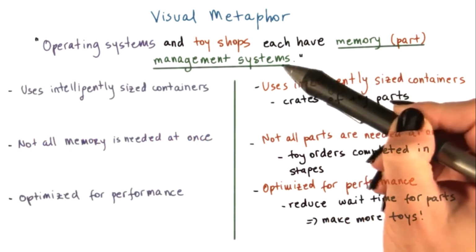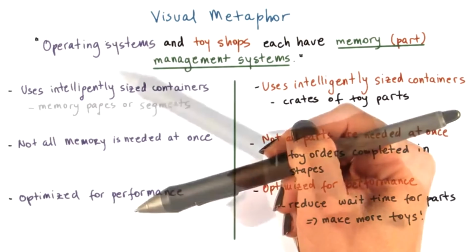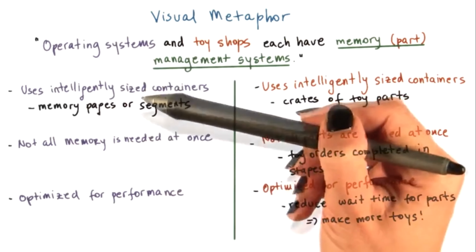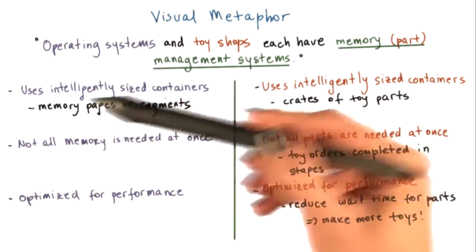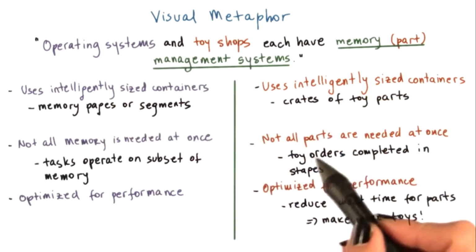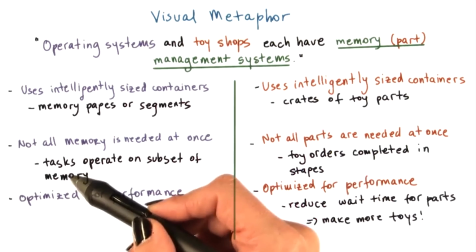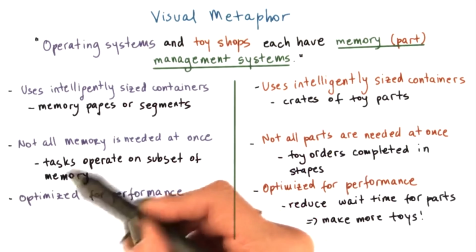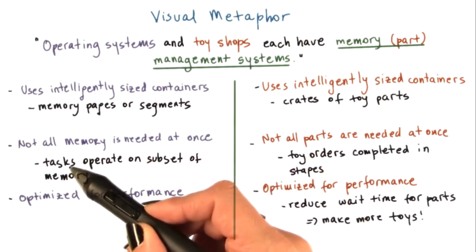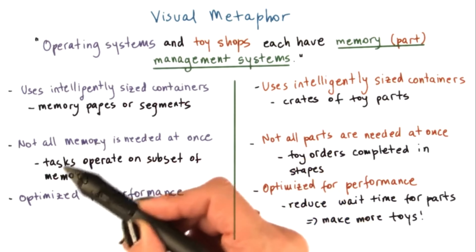The memory management subsystems that are part of operating systems have some similar types of goals. In an operating system, memory is typically managed at granularity of pages or segments. We will discuss this more later on, but the size of these containers can be an important design consideration. Like with the analogy of the toy orders and the parts needed for them, processes that execute in a computing system don't require all of the memory at the same time. Some subsets of the state that's needed for the computation of the task can be brought in and out of memory as needed depending on what the task is performing.